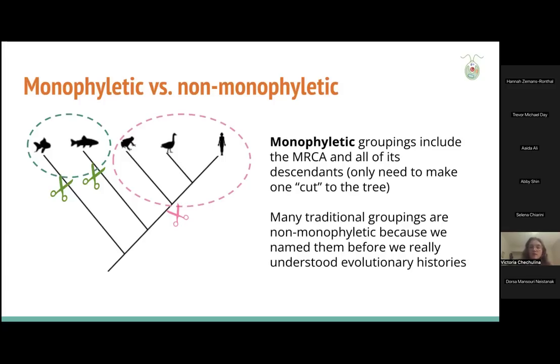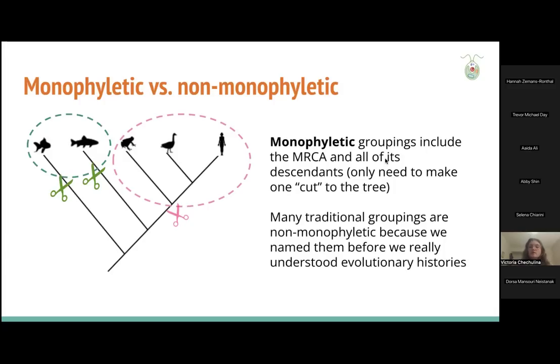But another way you can think of it is, what's the most recent common ancestor of those two species? It's going to be that ancestor that's at the very base of the tree. And this grouping does not include all of the descendants of that ancestor. So the fish and the shark are non-monophyletic.